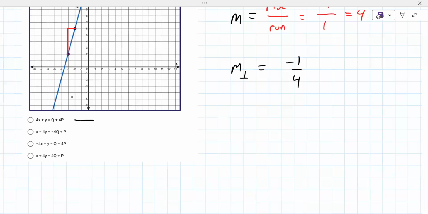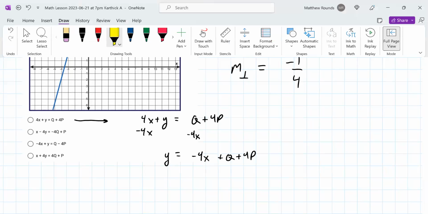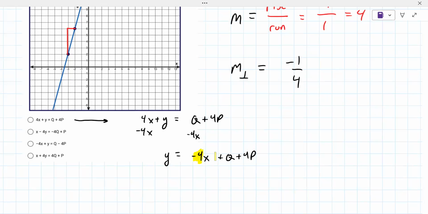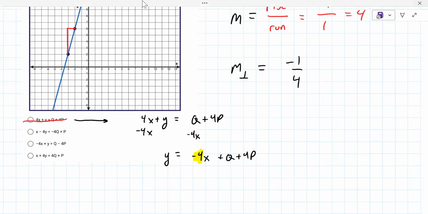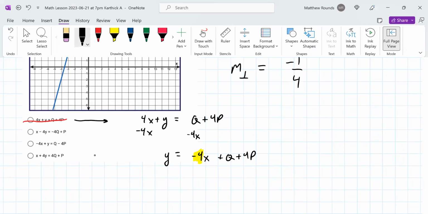Okay, so let's take the first one here. When you solve it for y, you're subtracting 4x from both sides. y equals -4x plus q plus 4p. Now the slope is just the number in front of x. So obviously that one is not one of the answers. Yeah, that would be -4/1. Right.